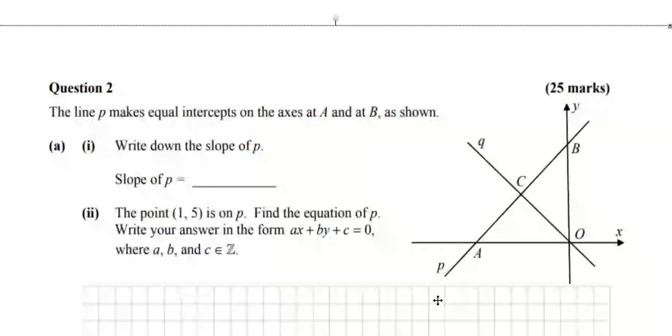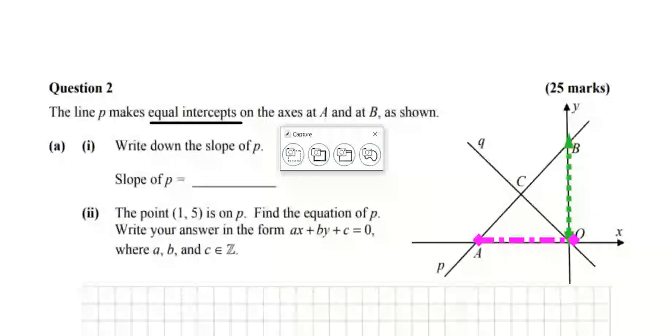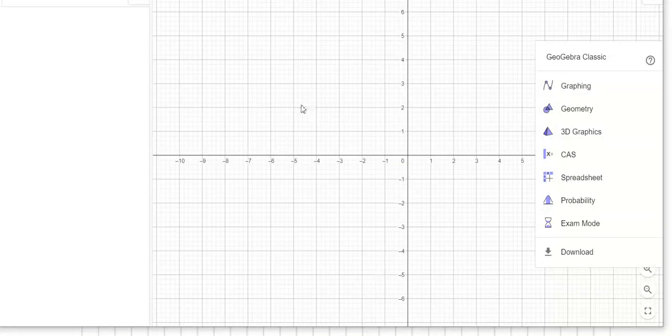It takes equal intercepts with the x-axis at A and the y-axis at B. Does anybody know what the word equal intercepts means? It means that this green line will be the same length as this pink line. They're essentially the same length. So I'll give you an example, right? I'll show you two equal intercepts on a graph.